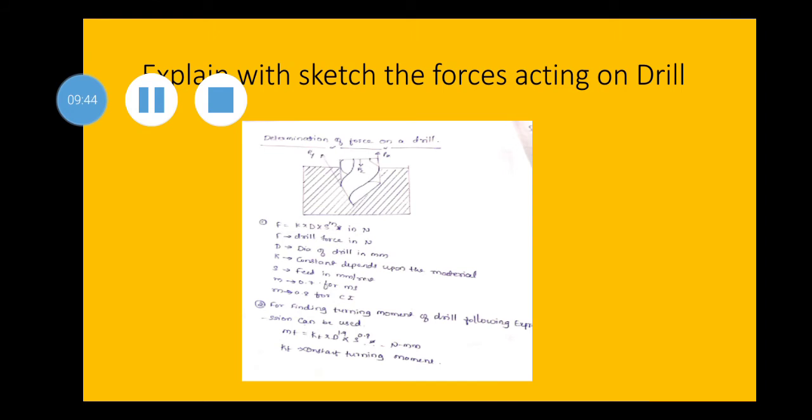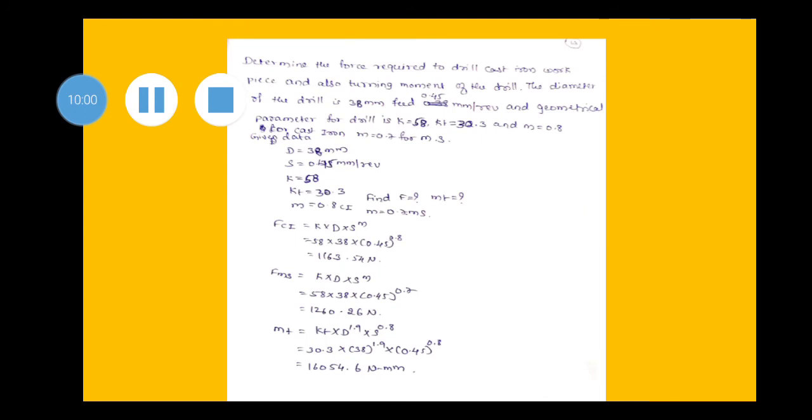For finding the turning moment of the drill, the following expression can be used. Mt is equal to Kt into D raised to 1.9 into S raised to 0.8, in Newton millimeter. Kt is the turning moment constant. Here we determine the force required to drill a cast iron workpiece and also the turning moment of the drill.